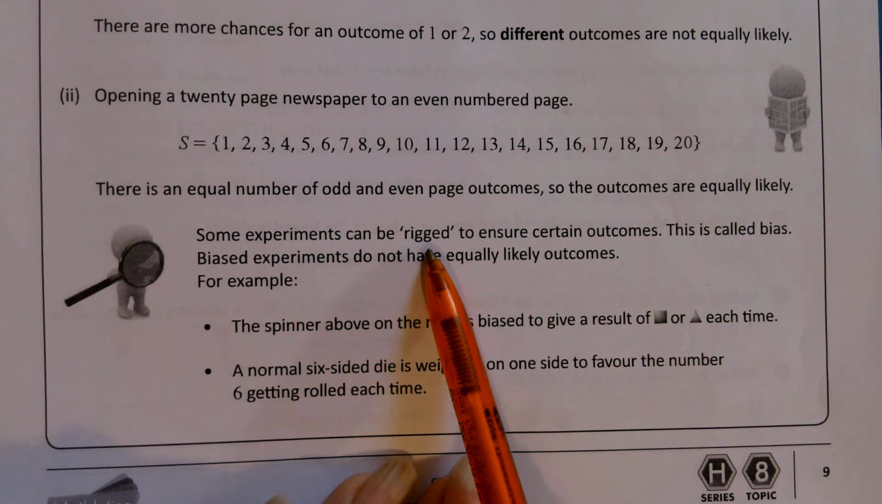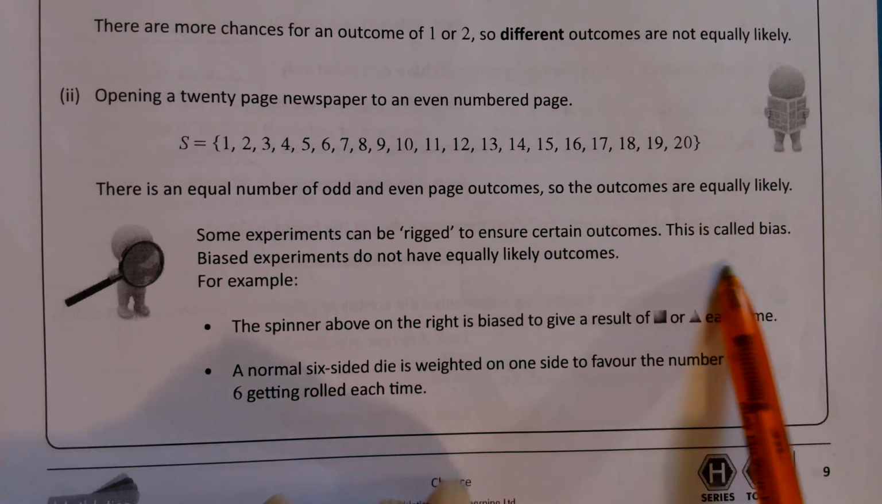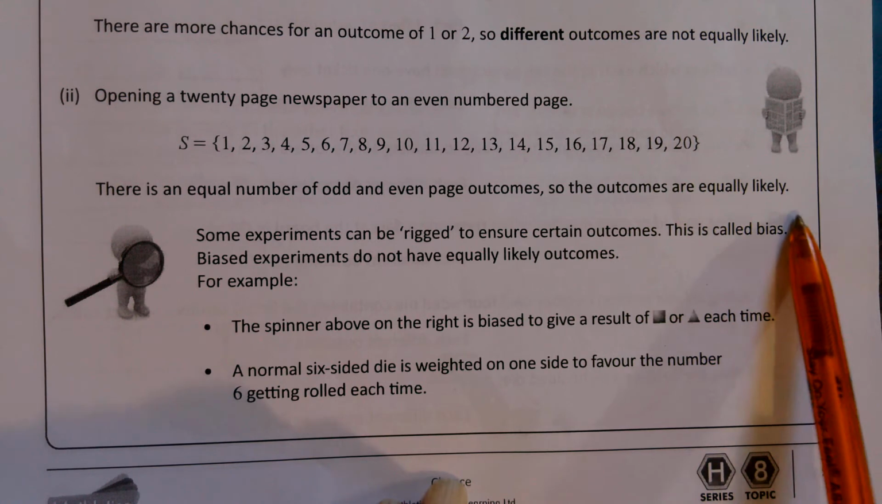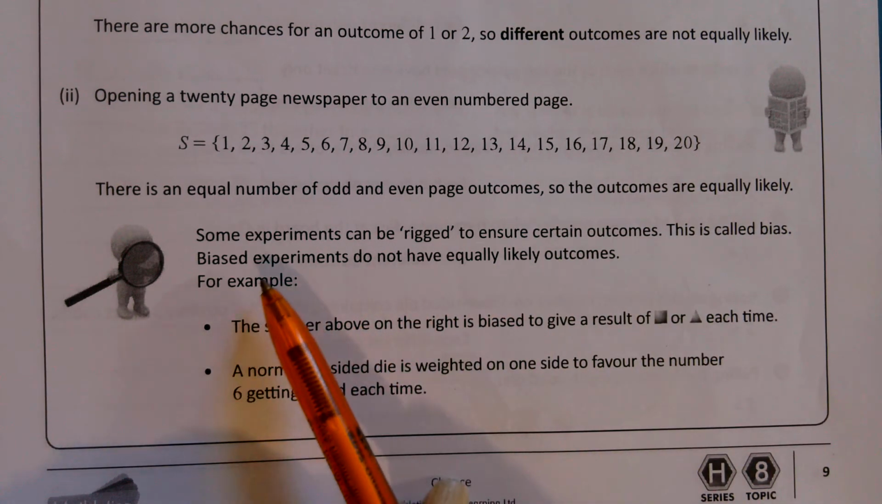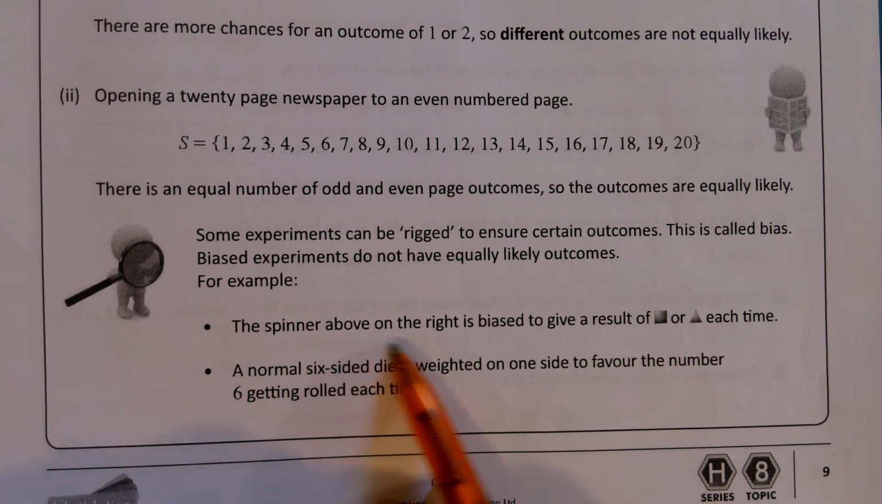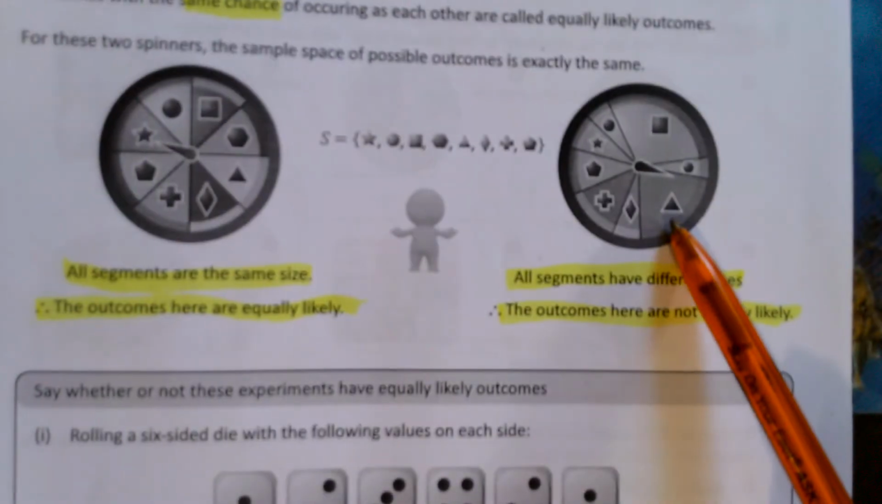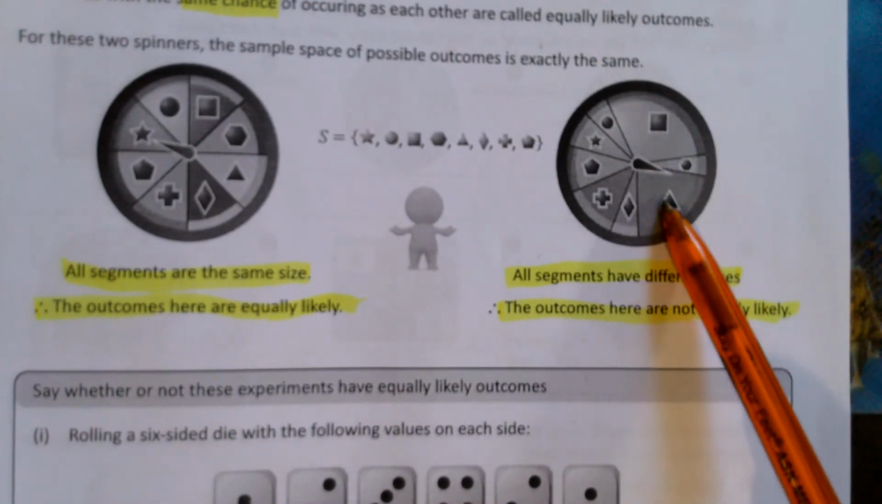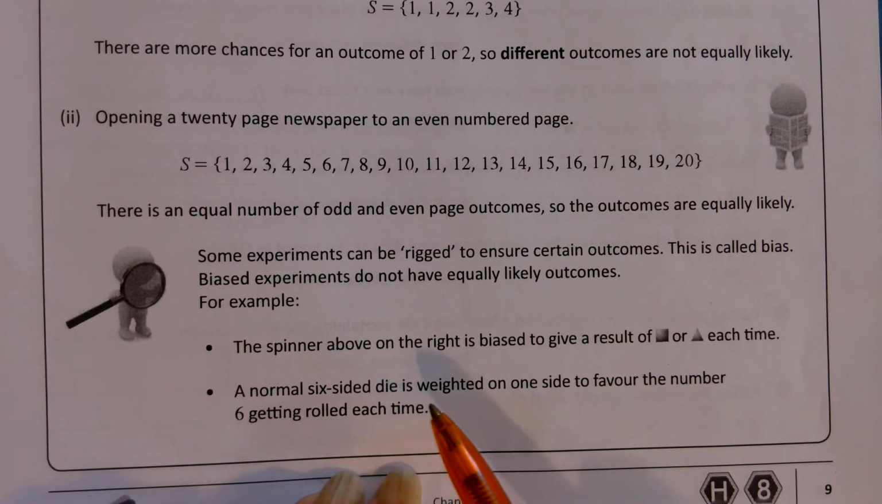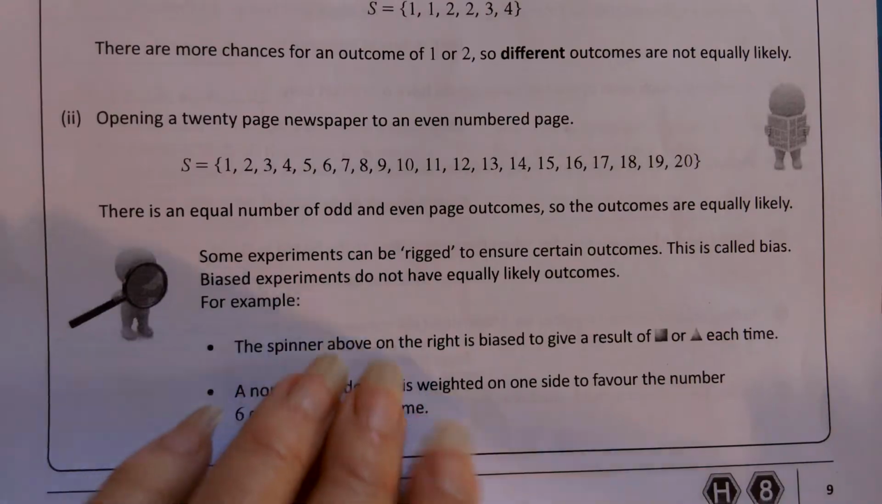Some experiments can be rigged to ensure certain outcomes. This is called bias. Bias comes up in a lot of our statistics. Biased experiments do not have equally likely outcomes. Like the spinner has a bias, doesn't it? These two are more likely. So there's bias. And a normal 6-sided die can be weighted on one side. Therefore, the number on the other side is more likely.